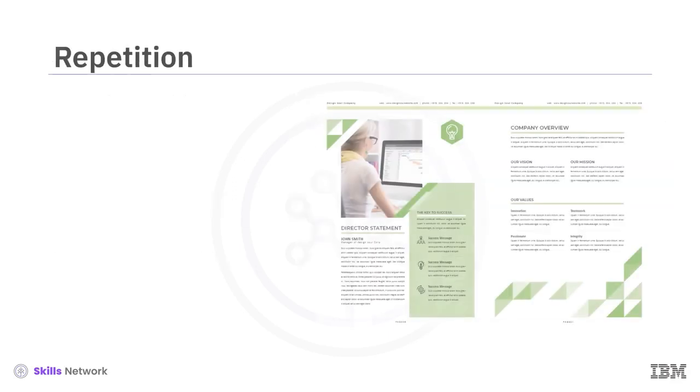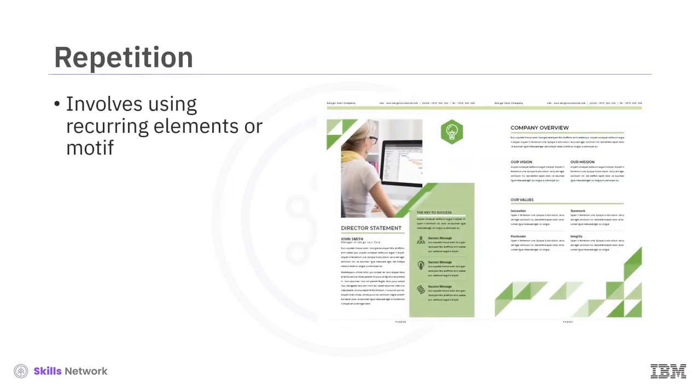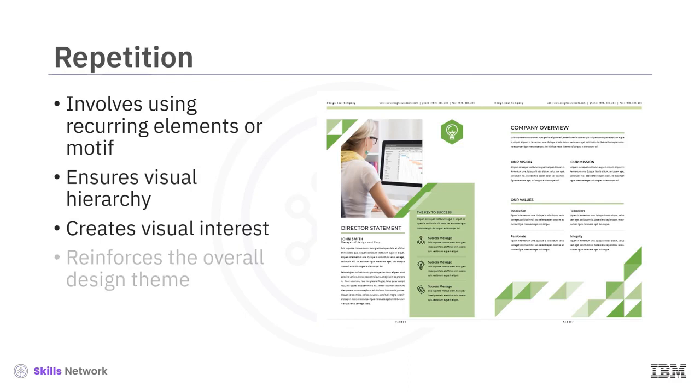The next visual design principle that we will explore is repetition. It involves the use of recurring elements or motifs to create consistency and rhythm in a composition. It helps establish a visual hierarchy, create visual interest, and reinforce a design's overall message or theme. Using similar shapes, colors, and other elements creates a proper design. For example, having the same look and feel across the company's products and services indicates the consistency of an overall robust design.